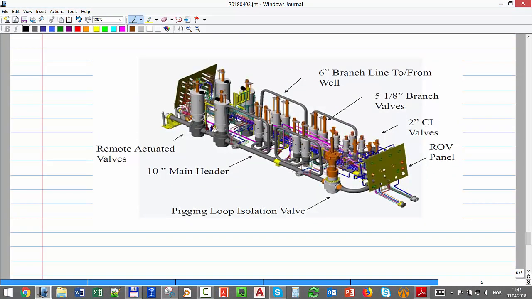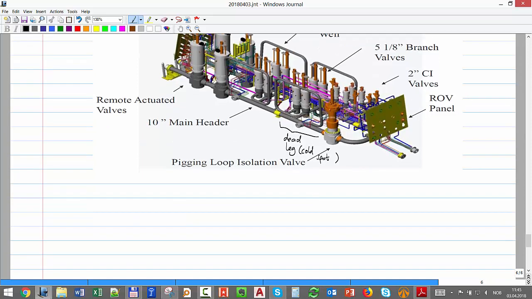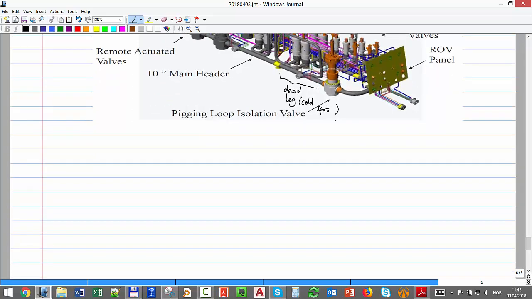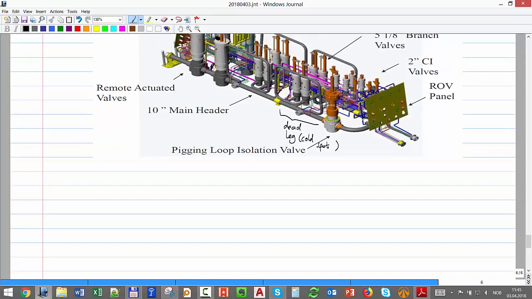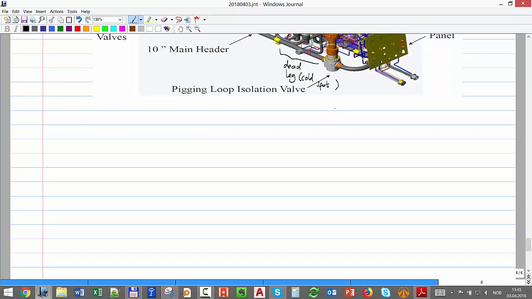Okay, so here I'm going to put that's a dead leg, that is a cold spot during production, and I have to be sure I don't get any hydrates or plugging, because otherwise, if I want to operate that part in the future, I might have problems. Okay, so now we talk a bit about what kind of engineering analysis tools are commonly employed.